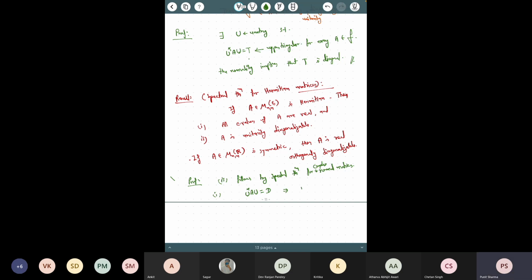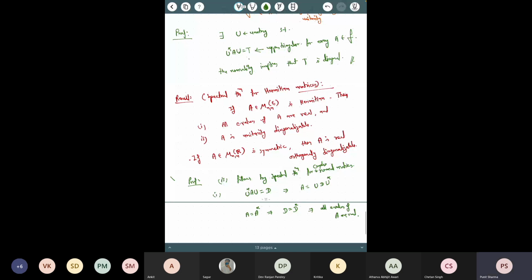And the diagonal entries of D are the eigenvalues of A. Since A is equal to U D U star, what is given to us? A is equal to A star because A is Hermitian. So this implies that D is equal to D star. But D is a diagonal matrix, so that implies that all the diagonal entries are real. So this implies all eigenvalues of A are real. It's very straightforward. Right?